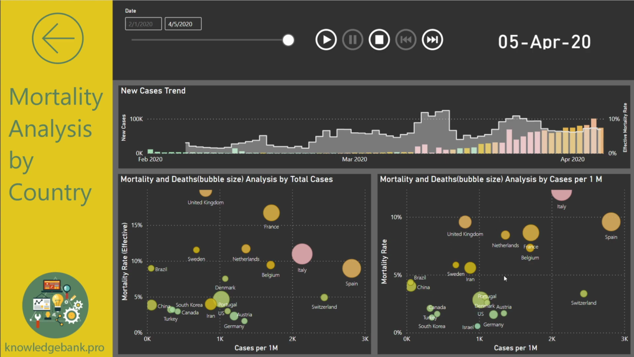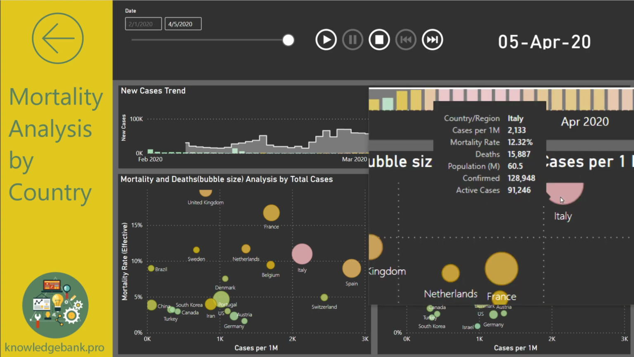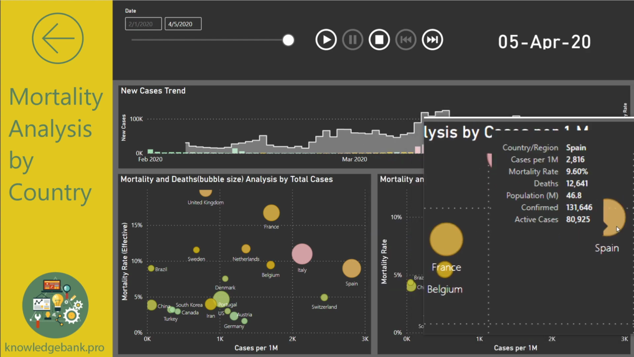If you remember from my prior videos, I said that we have several clusters of data. We had Italy and Spain. These are the countries with very high mortality, but they also have a very high number of infected people per 1 million of population. Let's zoom in. Italy has 2,133 cases per 1 million, and Spain has 2,816 cases per 1 million.